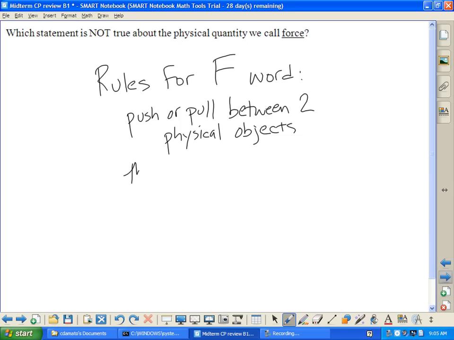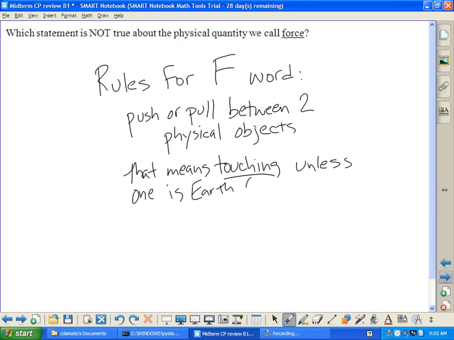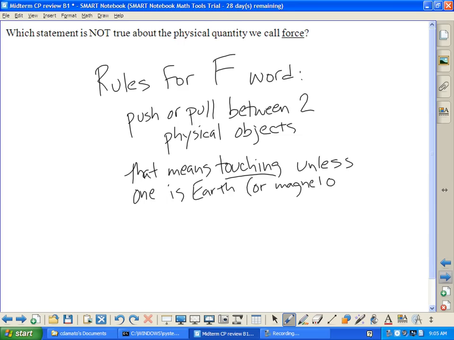That means touching. Unless one is the earth, or magnet, but we're not going to go into that, or electric charge.